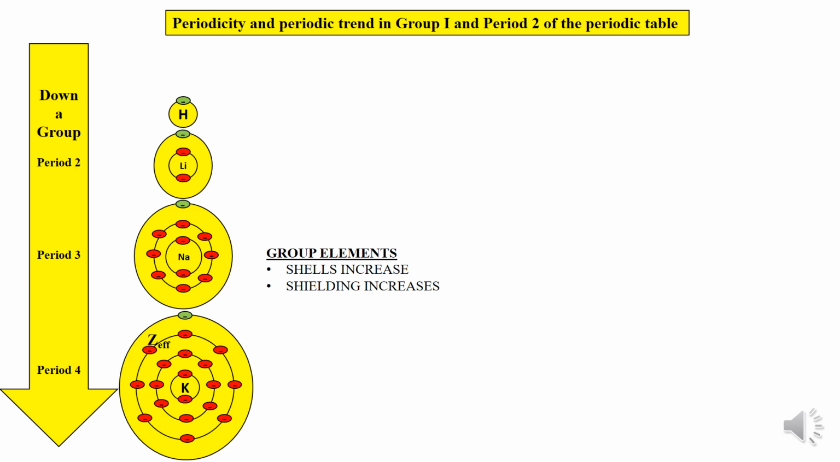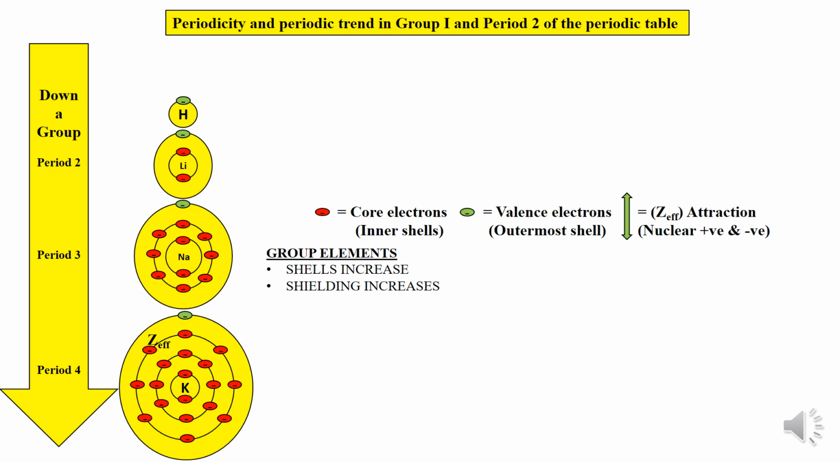And what about Z effective? That is effective nuclear charge. Effective nuclear charge is the electrostatic force of attraction between the positively charged nuclear protons and the outermost valence electron. Even the Z effective also decreases. Inner core electrons are highlighted in red. Valence electrons present in the outermost shell are highlighted in green, while the Z effective, or the effective nuclear charge, is highlighted by a double-headed arrow in green.